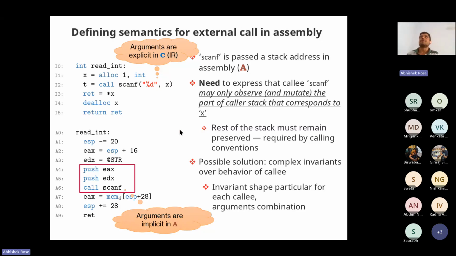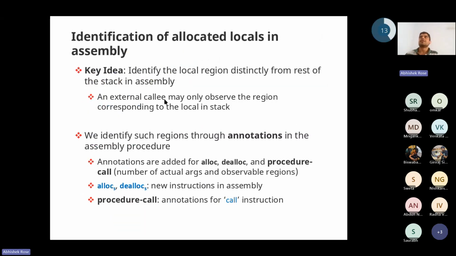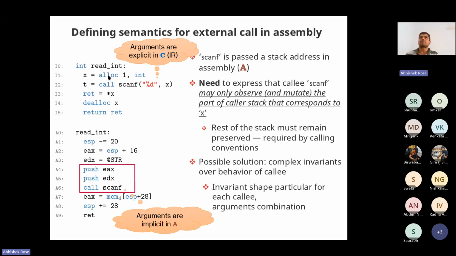Another solution that we propose is that we identify these events, call events, and local allocation events distinctly, so that we can express what the assembly program is doing and correspond it to the C program. The key idea in the case of allocation is that we identify the local region distinctly from the rest of the stack in assembly. So let's go back to the original assembly program.